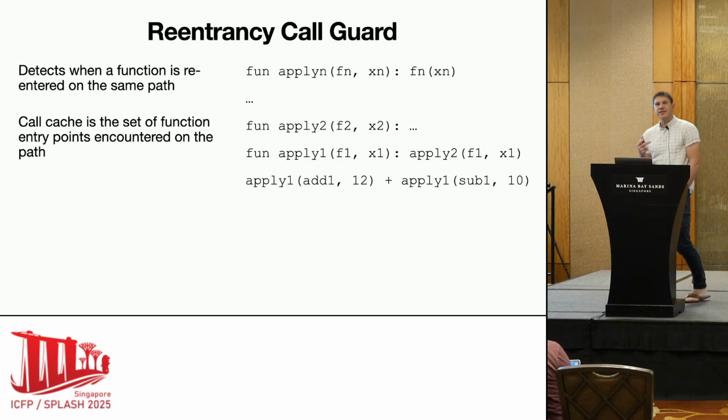So the reentrancy guard uses a call cache that is just a set of function entry points that have been encountered on that evaluation path. And what this allows you to do is maintain concrete interpretation in any tree in the call graph. So if there are no cycles in the call graph or in the subgraph that you're in, then you maintain concrete interpretation. So for example, we could eta expand arbitrarily in our previous example and still maintain concrete interpretation.